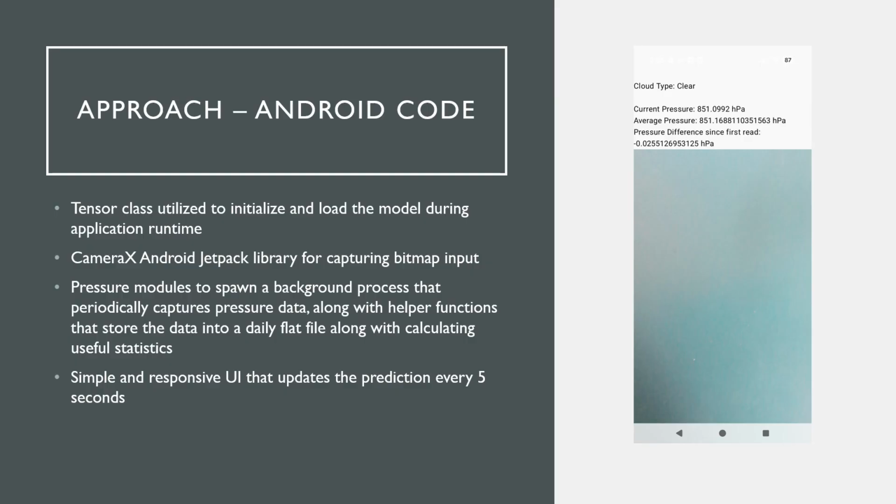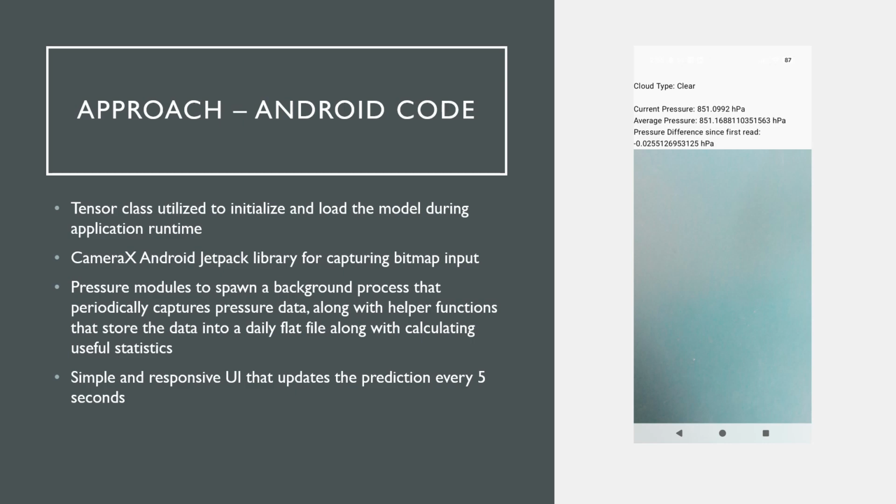For the Android code approach, I split it up into 4 modules. The tensor class first is utilized to initialize and load the model during application runtime. Then I use the CameraX Android Jetpack library for capturing bitmap input. The camera is also displayed on the UI, so you can see what you're sending to the model, and that prediction refreshes every 5 seconds.